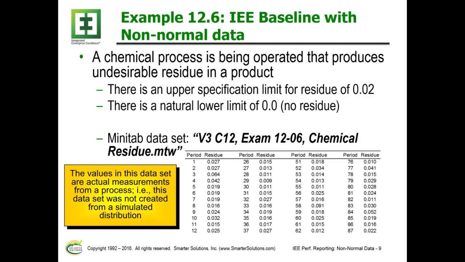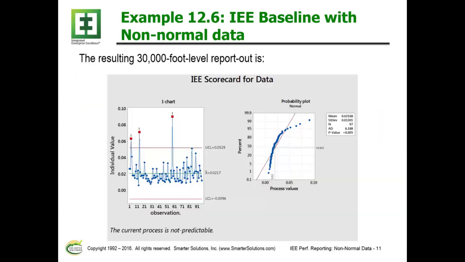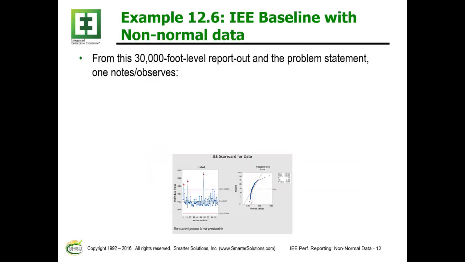So there's an upper spec that you'd like to have of 0.02, but there's a natural lower boundary of 0. So if you plug the numbers in for IEEE no subgroups like that's shown here, then you get this plot here. Now you notice how on the individuals chart on the left-hand side, there's a natural boundary of 0, but it physically can't get below 0. You notice how on the right-hand side, the probability plot has a curve to it. That's another indication that a log normal transformation would be appropriate.